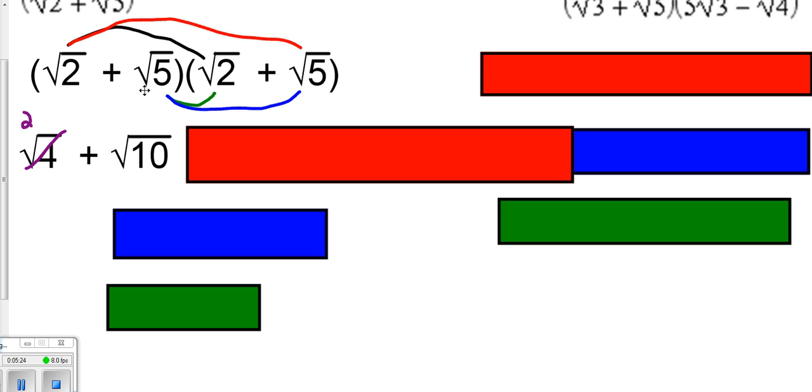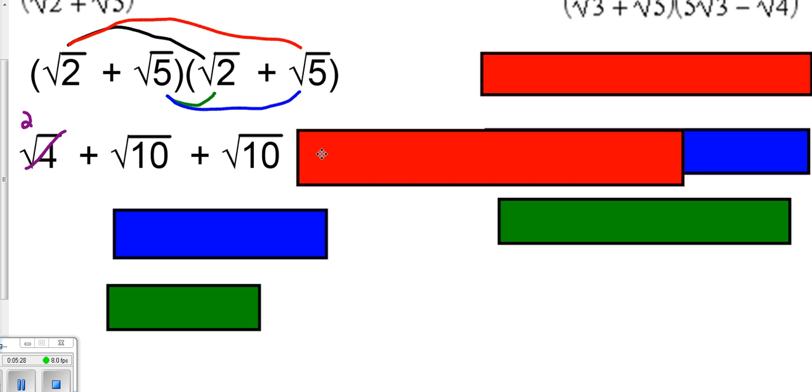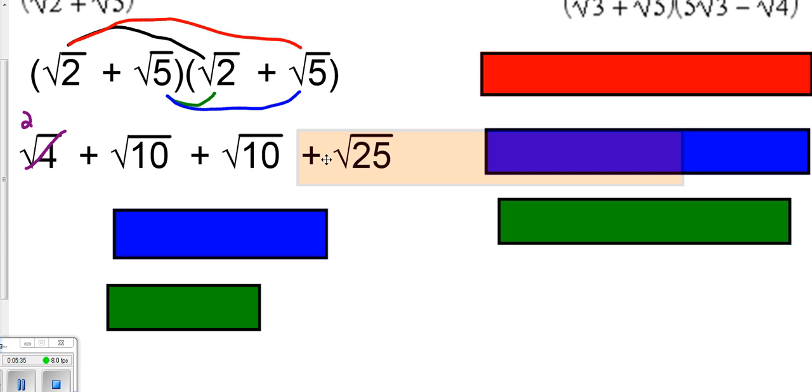So we go on to the next one. Square root of 5 times the square root of 2 is another square root of 10. And the square root of 5 times the square root of 5 is the square root of 25. And again, we can simplify that right away, get rid of the square roots, and we'll call that 5.